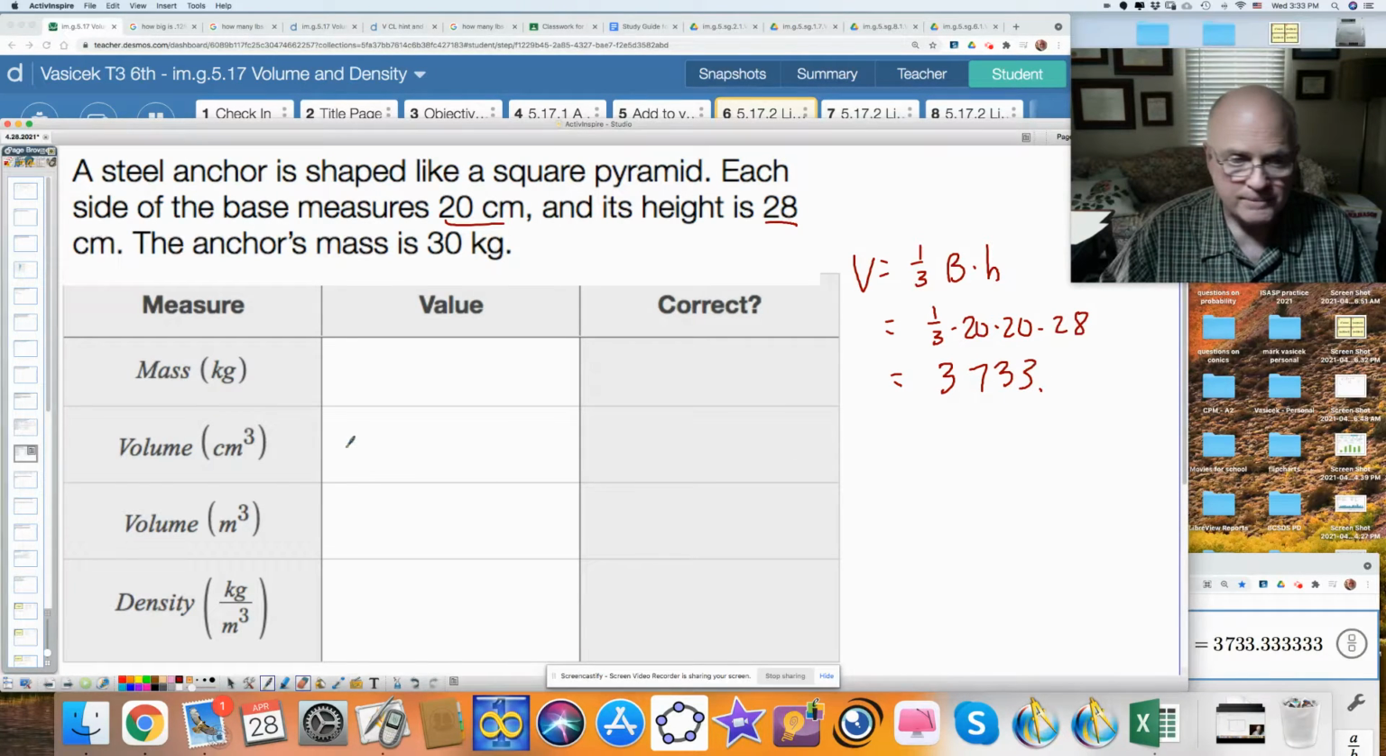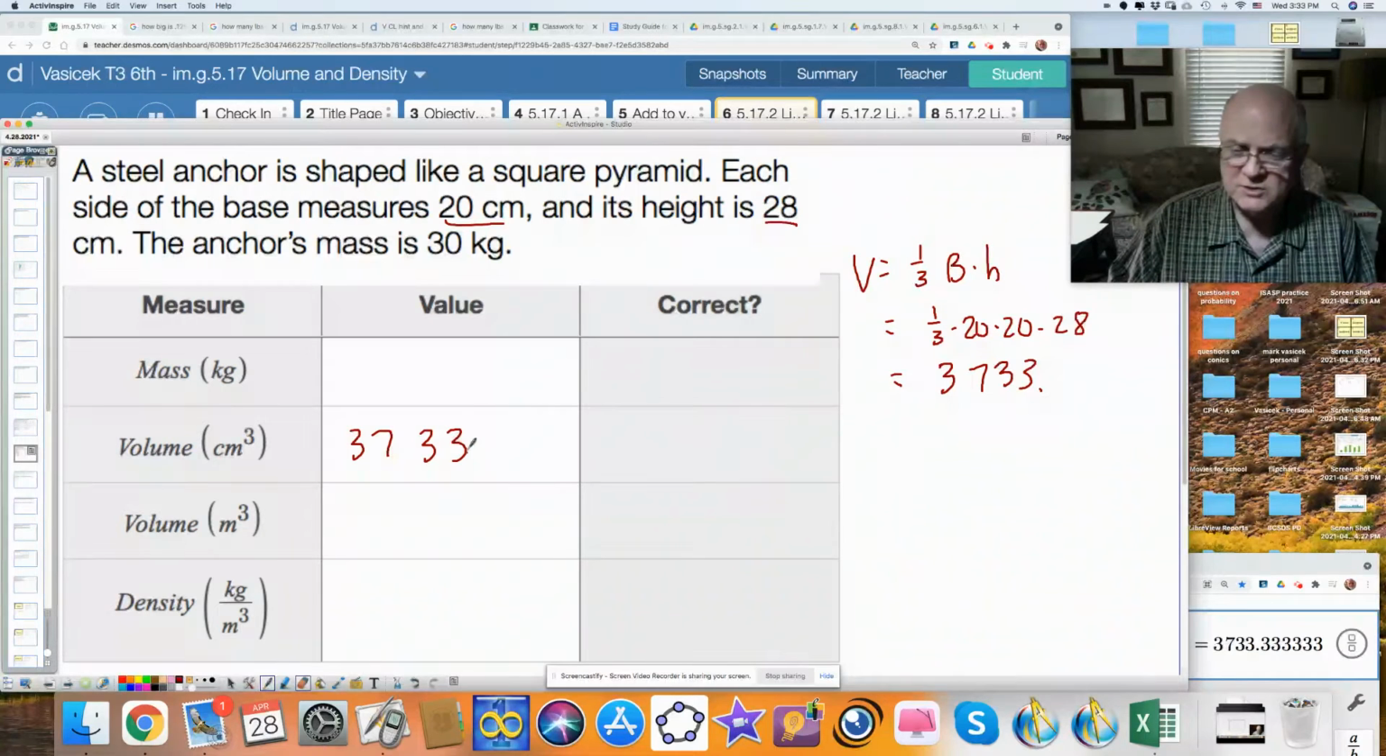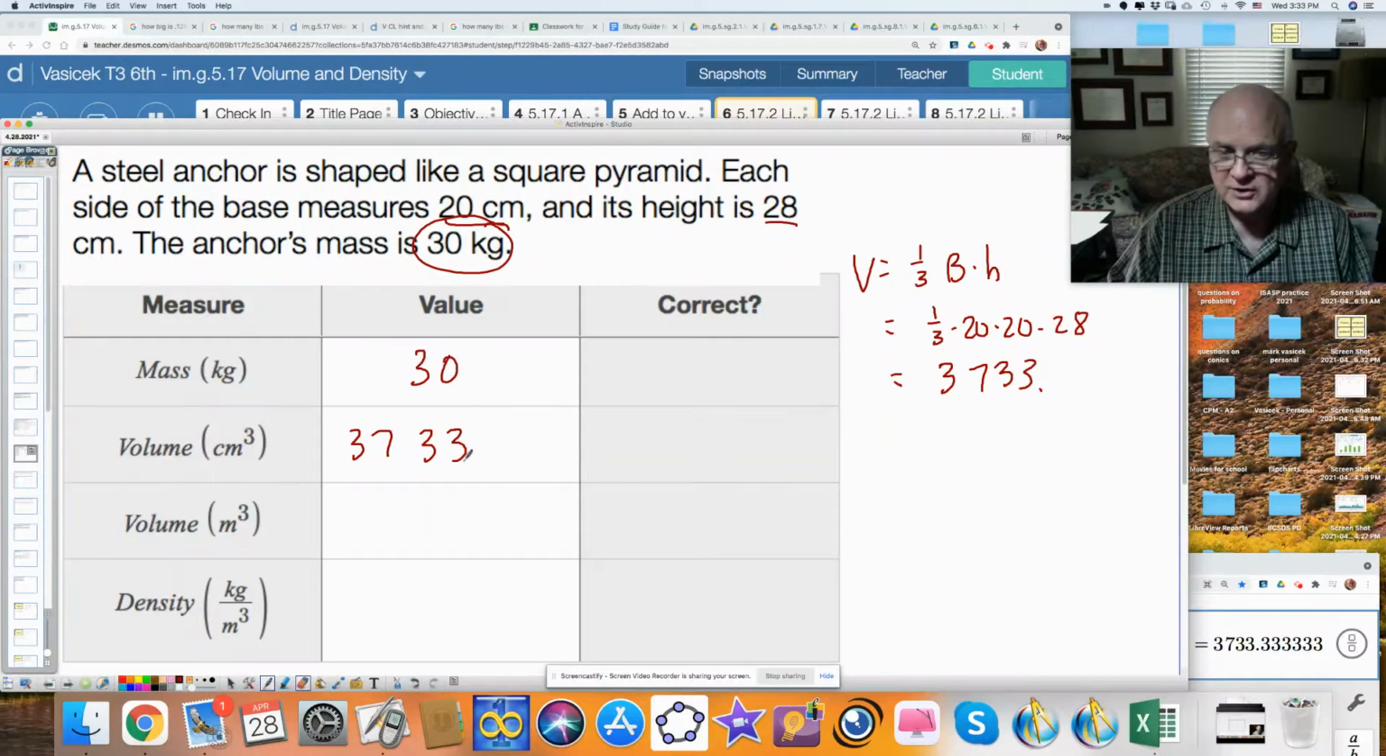3,733. And you can plug this into the Desmos, and it'll give you feedback if your number is correct or not. What is the kilograms? Well, let's read with understanding. Right there it is. We were told that it's 30. Now we need to find the volume in cubic meters.